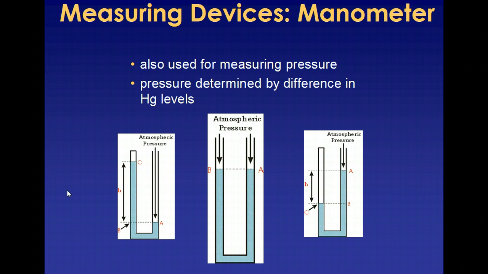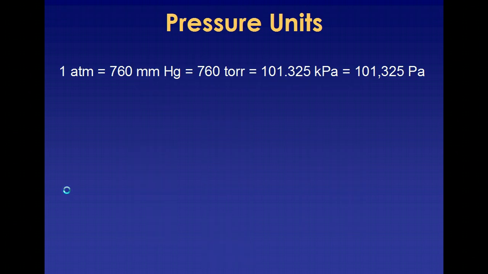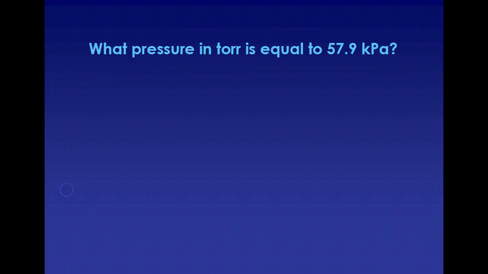So these are our pressure conversions: an atmosphere is equal to 760 millimeters of mercury or 760 torr. And then the metric conversion is 101.325 kilopascals, or 101,325 pascals. So we're going to do one quick conversion with pressure.